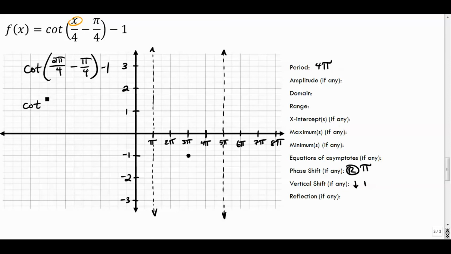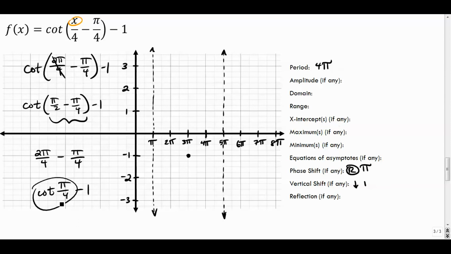Let's literally just calculate it. 2 pi over 4, that's pi over 2. Let's figure this out. All right. Combine like terms, or get the denominators rather, common denominators. So 2 pi over 4 minus pi over 4 is pi over 4. So I need to know the cotangent of that, minus 1. Well, to know the cotangent of that, think about what the tangent of pi over 4 is. It's 1. So the cotangent is 1 over 1, which is still 1. So 1 minus 1 is 0. So there's an x-intercept right there.